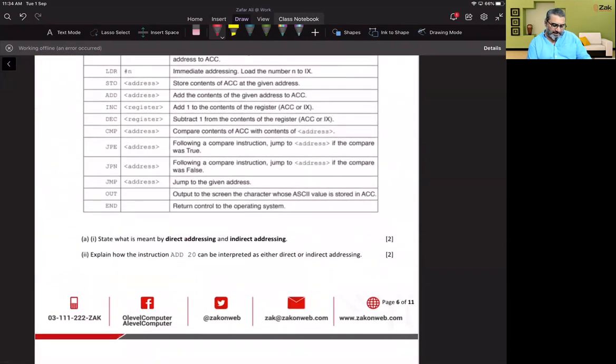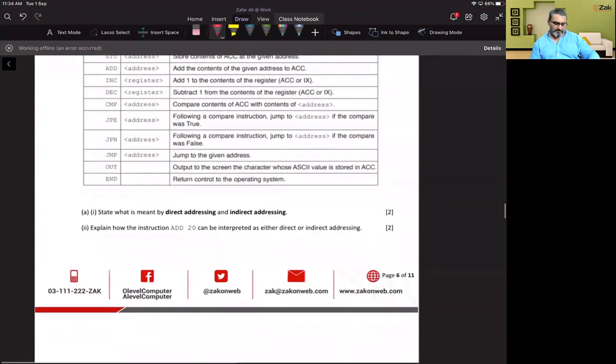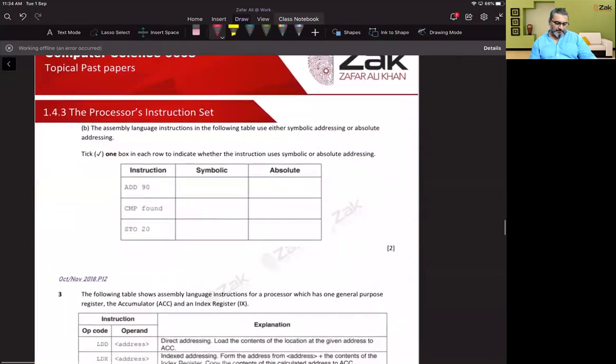What is meant by direct addressing and indirect addressing? Direct addressing is basically when we go to the address that is given directly to us. The operand is the address where the data is stored. And indirect addressing is where the operand is an address, and that address holds the address of the data. Part B.